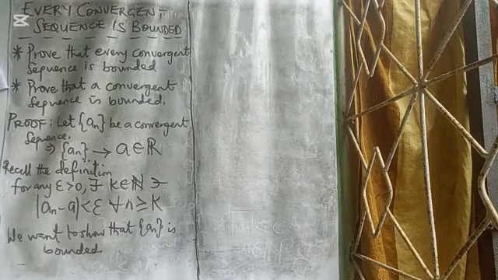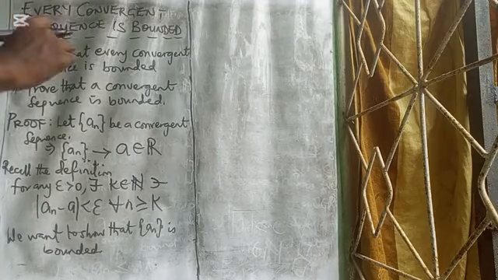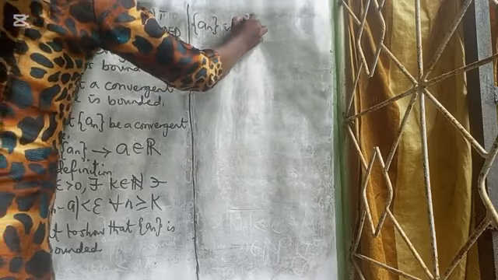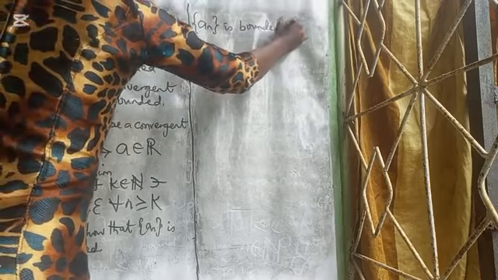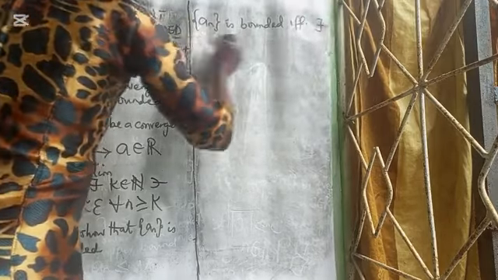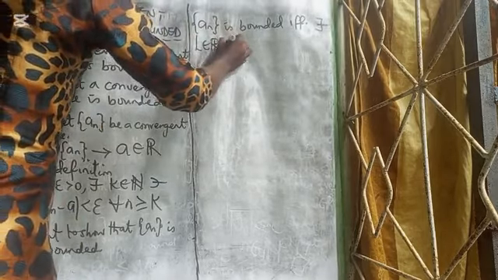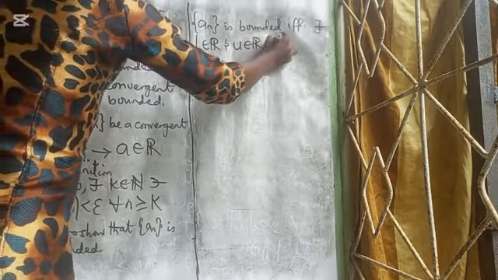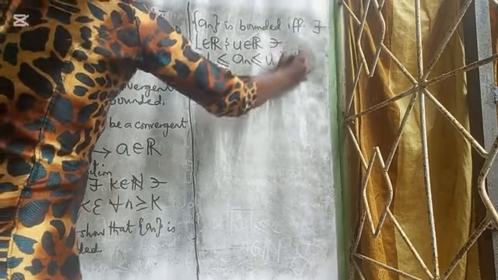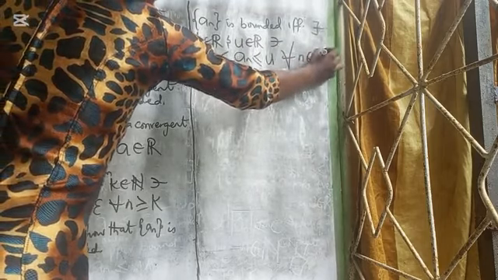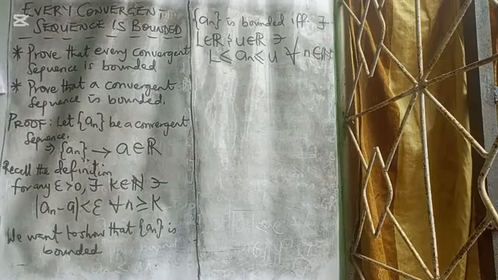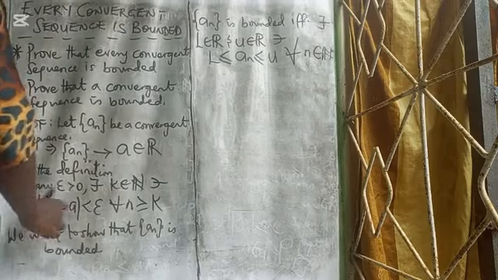Now let's also try to recall the definition of bounded sequence. It says A sub n is bounded if and only if there exists L in R and U in R such that L is less than or equal to A sub n less than or equal to U for all n contained in the set of natural numbers. If that is true, we'll now begin from here.